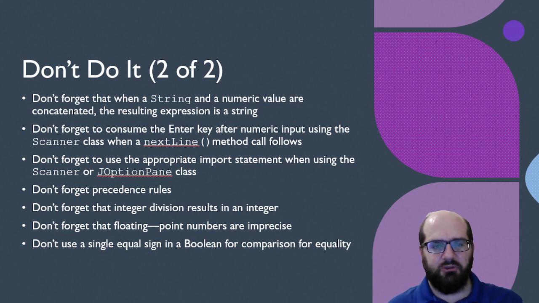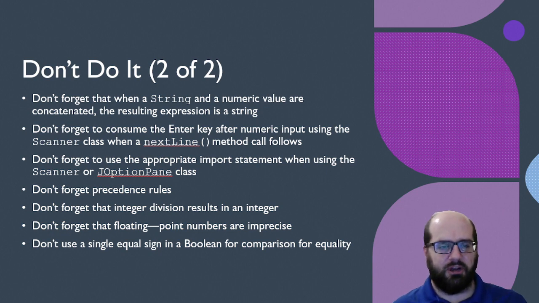Don't forget to consume the entire enter key after numeric input using the Scanner class when a nextLine method call follows. So basically add an extra nextLine if you're having like a nextInt and then a nextLine following that. Don't forget to use the appropriate import statement when using the Scanner or JOptionPane class. So make sure you're bringing in the right data type.